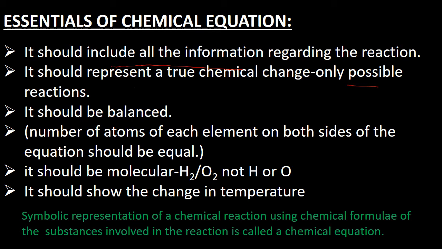For example, see, this gold, Au, will not react with oxygen. So you cannot represent this equation. This is not possible. So this is how you have to include only a true chemical change. And one more thing you have to remember, it should always be balanced. For example, let me take the example of hydrogen plus oxygen forms water.